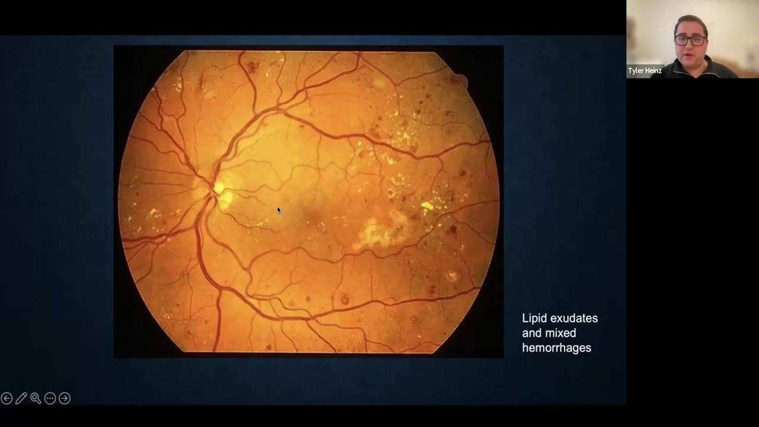So again, this is just showing a big mixed picture. This is more of a proliferative diabetic retinopathy photo. We have a lot of lipid exudates and of course mixed types of hemorrhages: dot blots, flame, microaneurysm.